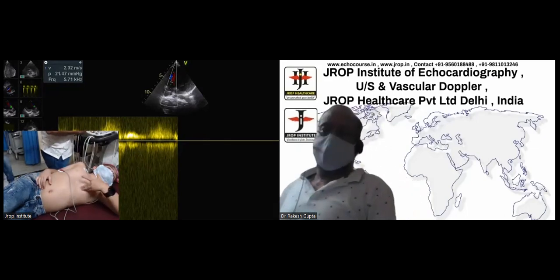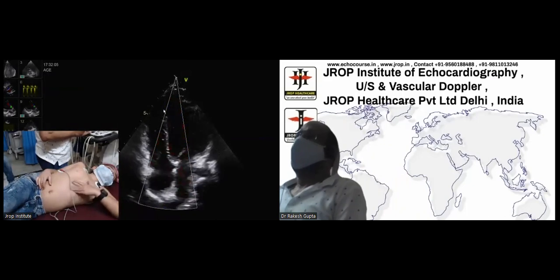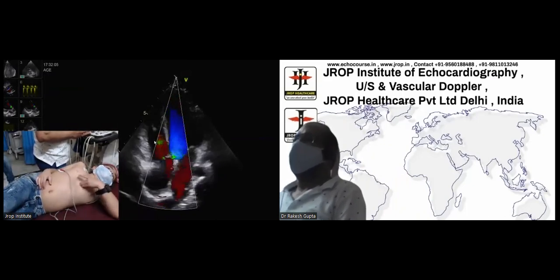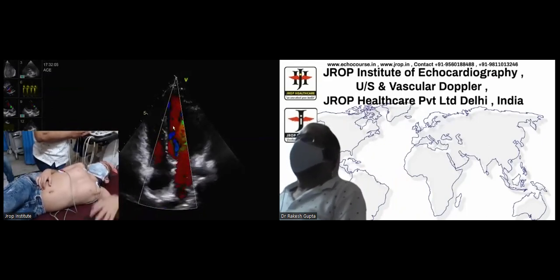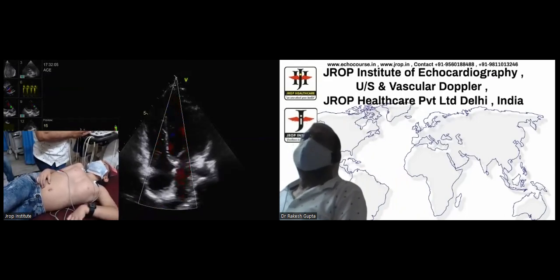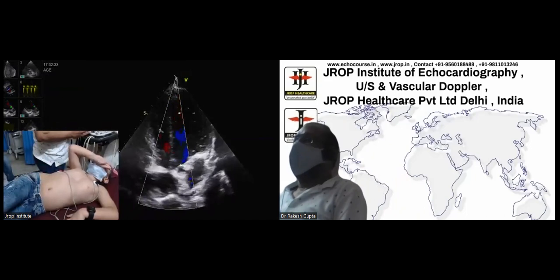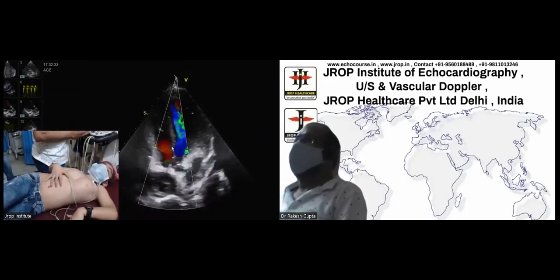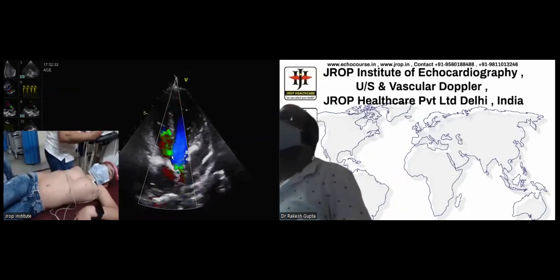Inlet VSD is very simple. When you happen to see the 4-chamber view and look at the cursor, look, this is the 4-chamber view. Inlet means LA to LV, RA to RV, and you scan the septum. If you happen to see a VSD, that is inlet VSD. You make it a 5-chamber view, like open the aorta. This is outlet as you have opened up. So if you happen to see VSD in this part, then this is known as outlet VSD.